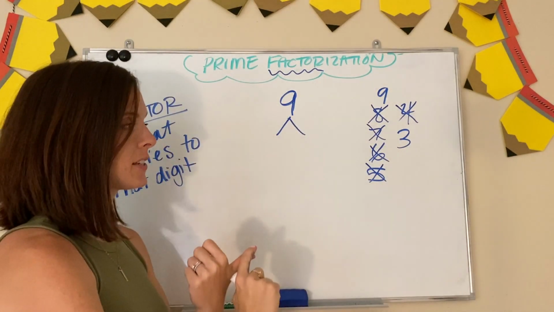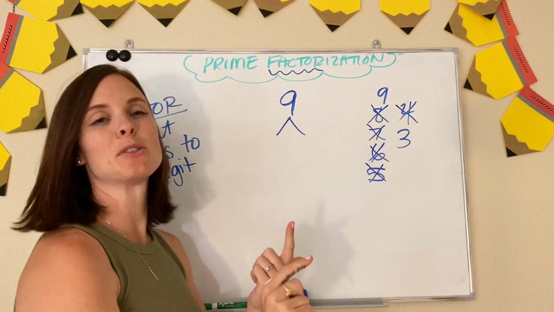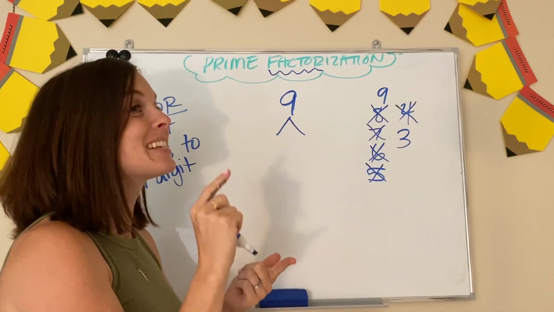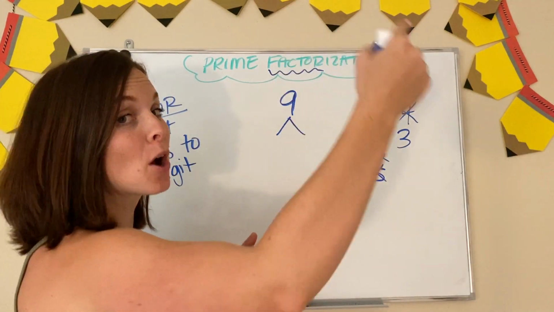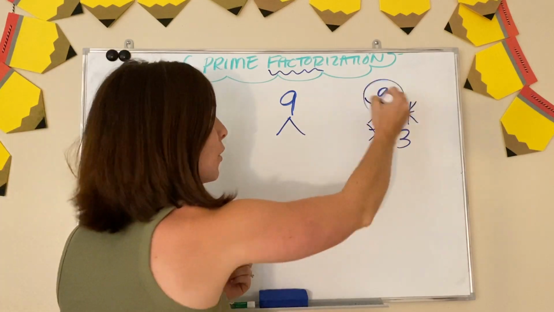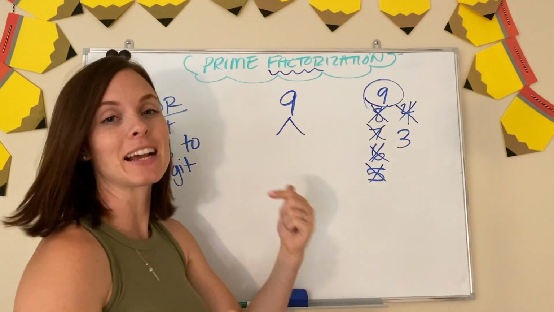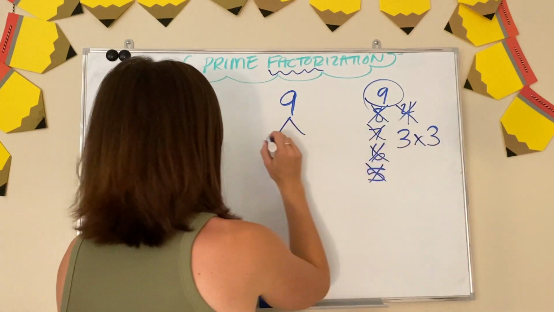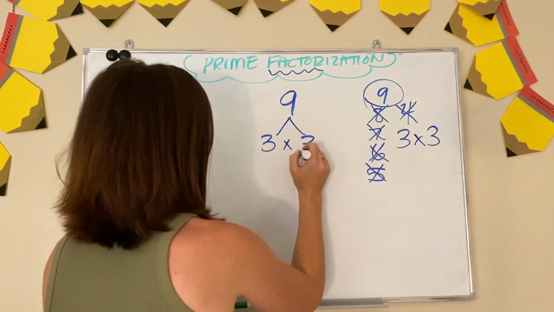How about 3? 3 times 1 is 3. 3 times 2 is 6. 3 times 3 is 9. So notice I kept going until I go over 9 or I hit 9, and I just hit 9. 3 times 3 is 9. So that means 3 times 3 is the prime factorization of 9.